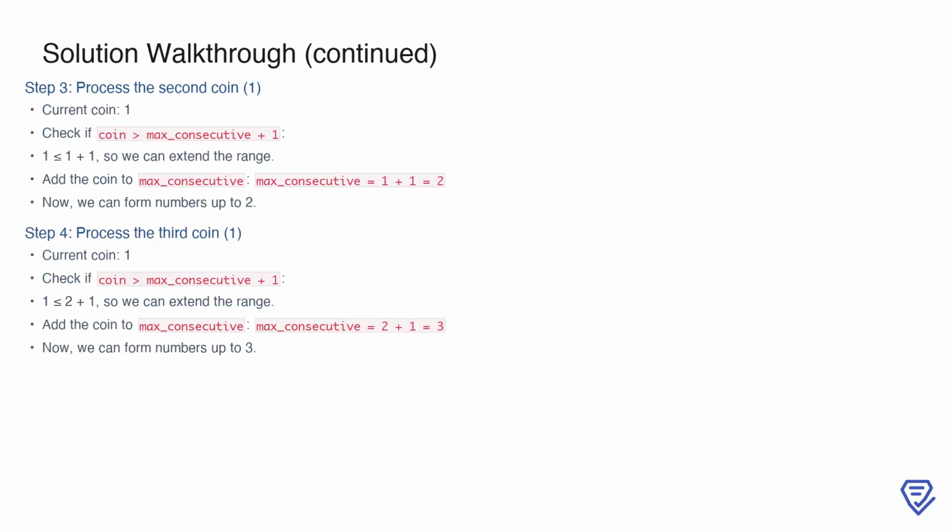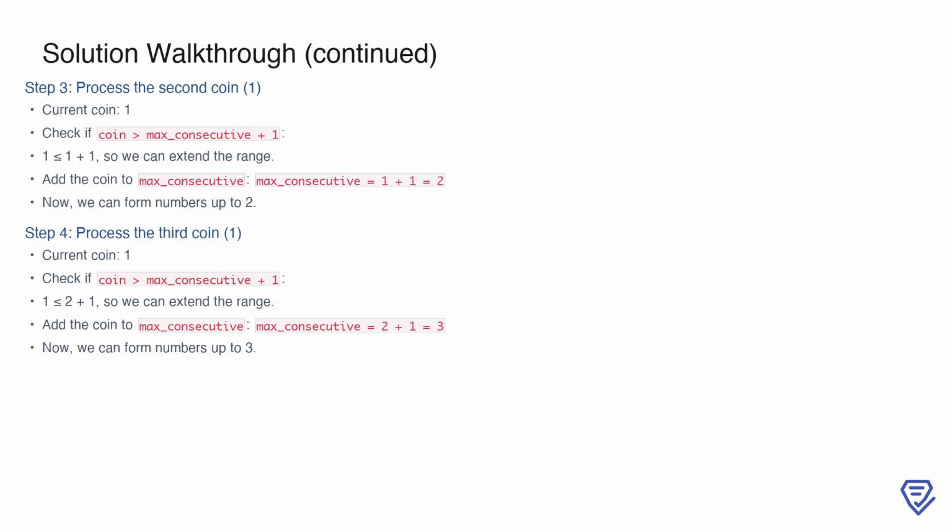We now process the second coin, which is another 1. Again, we check if it is greater than max_consecutive plus 1. Since 1 is less than or equal to 2, we add this coin to max_consecutive, updating it to 2. This allows us to form all consecutive values up to 2. Next, we process the third coin, which is also 1. Once more, we find that 1 is less than or equal to max_consecutive plus 1, which is 3. Adding this coin to max_consecutive updates it to 3. At this point, we can form all consecutive values up to 3.